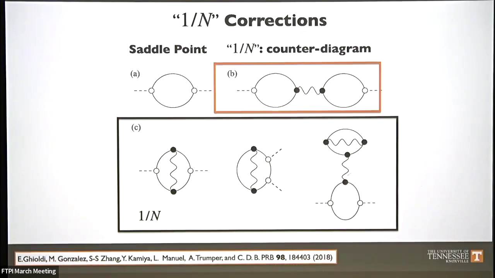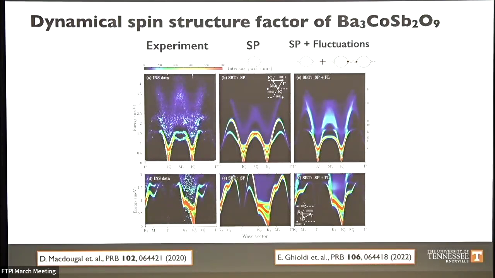And indeed, when you compare against data, this is a material that is a good realization of a 2D Heisenberg model with easy-plane anisotropy. This is the data. This is what you get at the saddle point level. So you get a lot of spurious modes. But once you add this counter diagram, you get a very good agreement with the data. And this is a situation where if you try to do the loop expansion that I was describing in the first part of the talk, you don't capture, not even a tenth of the continuum that is here. And also you cannot explain the single magnon dispersion for the data.